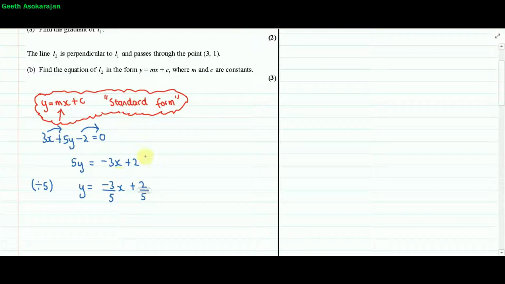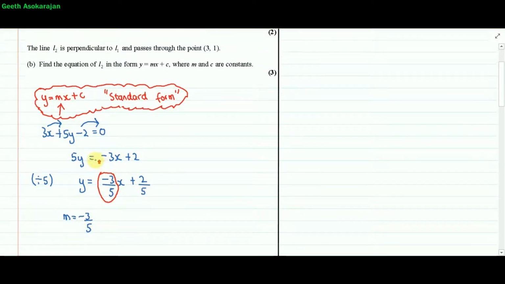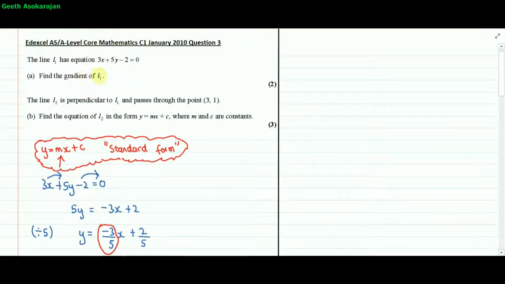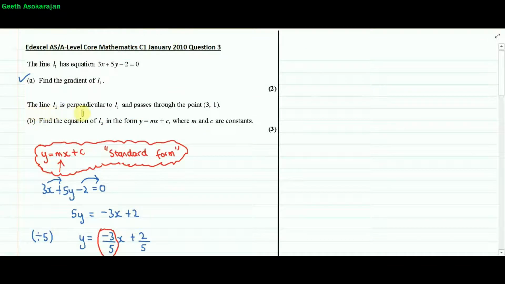So we wrote our equation in standard form, and as I said, the coefficient of x will therefore be the gradient of our line. So this term here, the coefficient of x, is -3/5. So m is -3/5, and that is the gradient of the line L1 to be particular. So just to close, therefore the gradient of L1 is equal to -3/5. And then we're done.